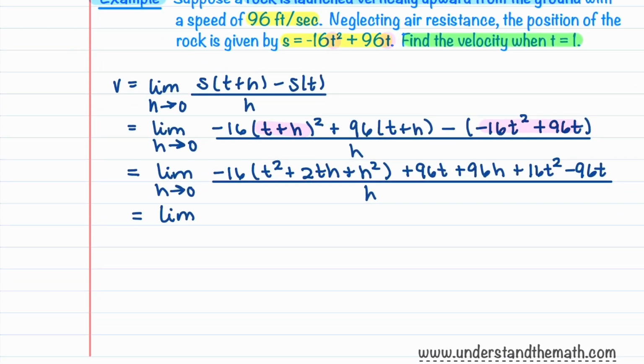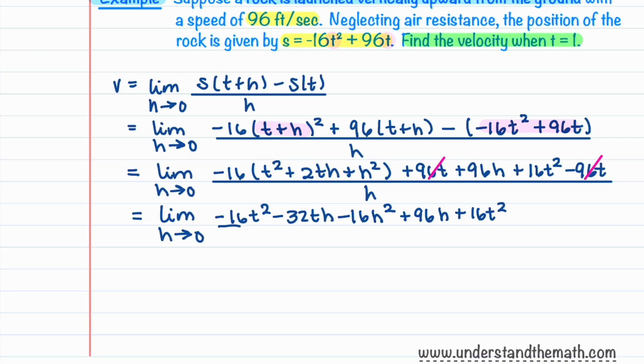Now I'm going to take our first term and multiply through minus 16. This is minus 16t squared minus 32th minus 16h squared. And I just realized before we go ahead and write everything else down, I see two terms that cancel. This term and that term cancel. So let's cancel them and not have to write them down again. So what's left is 96h plus 16t squared. And then again, we have h in our denominator.